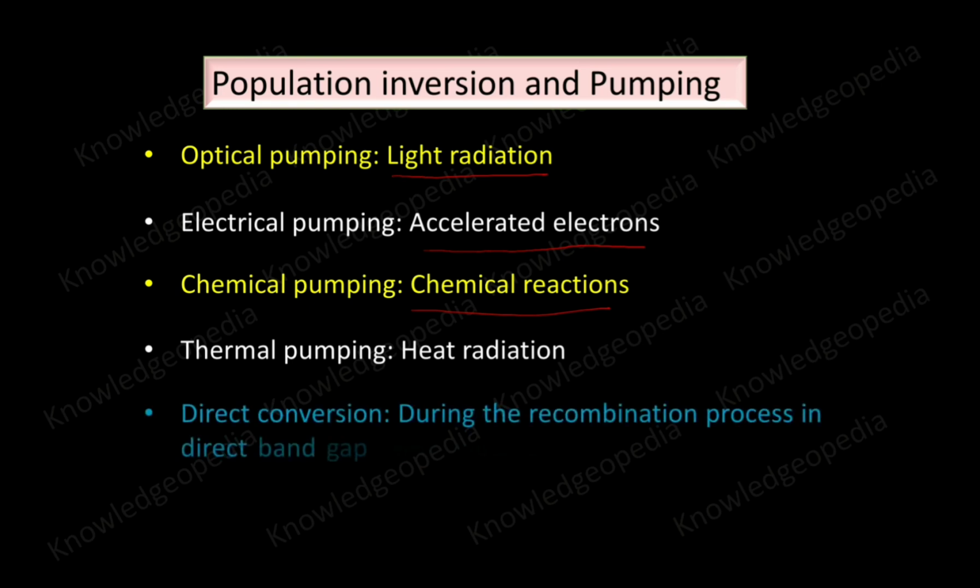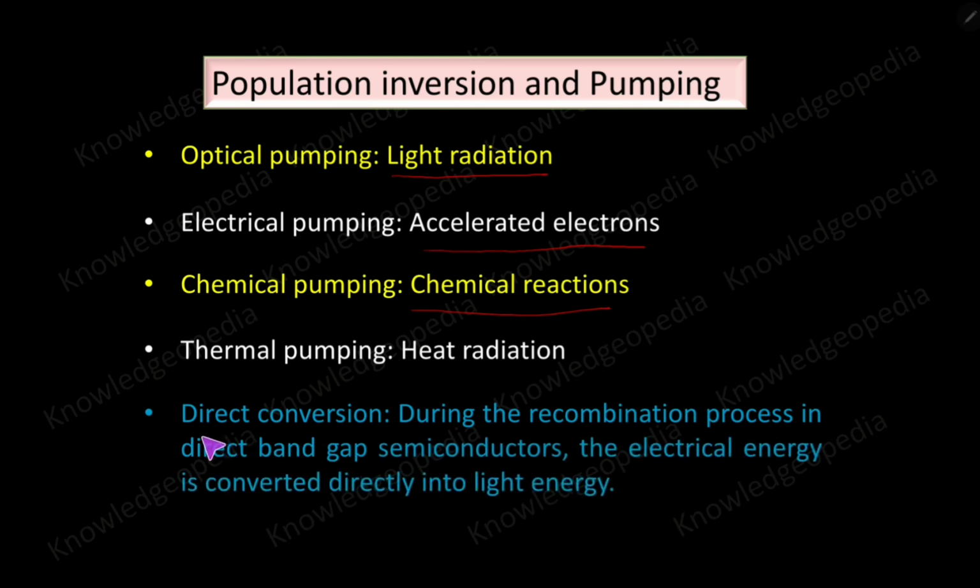And the case we are considering now, it occurs due to direct conversion. So what is direct conversion? During the recombination process in direct band gap semiconductors, the electrical energy is being converted into light energy. So this is what is called direct conversion, and this is the methodology which is used for semiconductor laser.